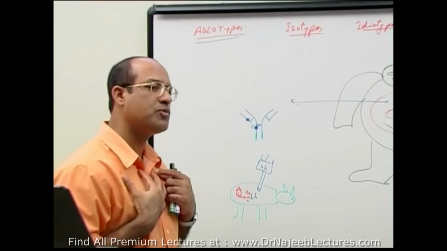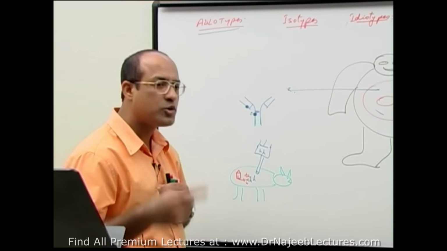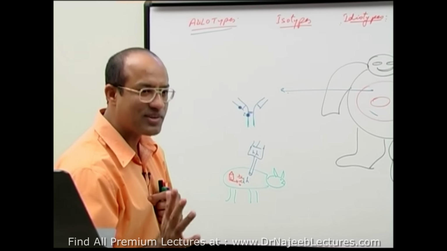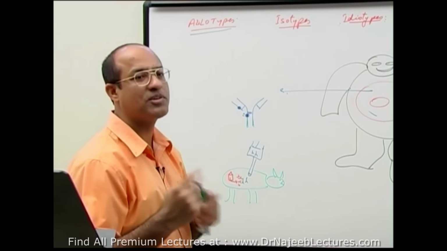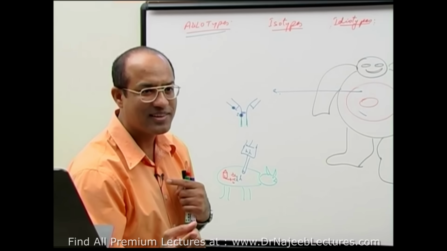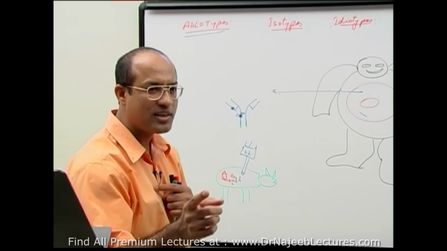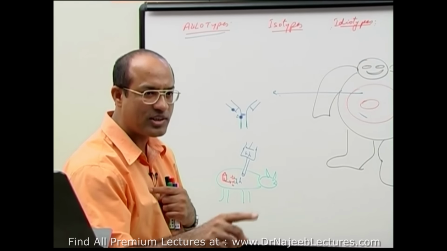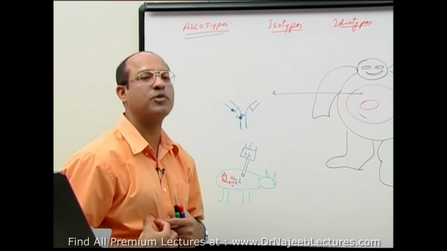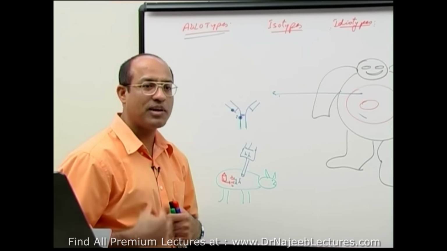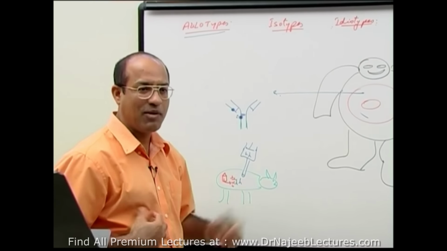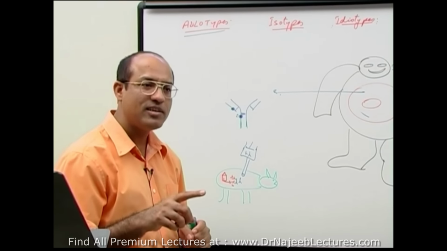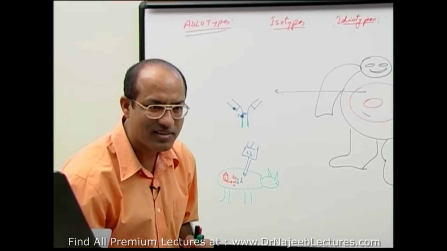So how many types of isotypes do I have? 5. And how many types of isotypes do you have? 5. And my isotypes and your isotypes are the same. This is very important. You have IgG, IgM, IgD, IgE, IgA. I have also the same groups. Is that right? But the donkey does not have the same group. The donkey will make anti-isotype antibodies.